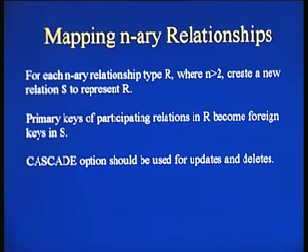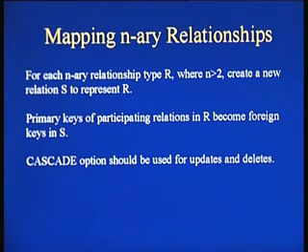So for each n-ary relationship type R, where n is greater than 2, we have to create a new relation S to represent this relationship type R. And of course the primary keys of the participating relations become foreign keys in this new relation, and the cascade option should be used for all of the relations that correspond to the entity types that participate in this relationship type.